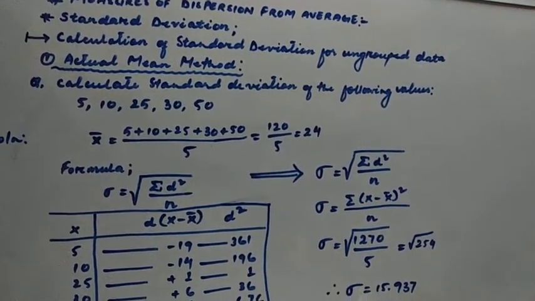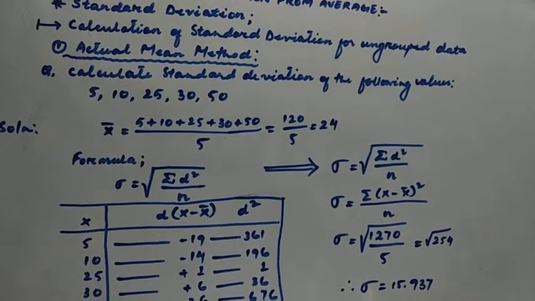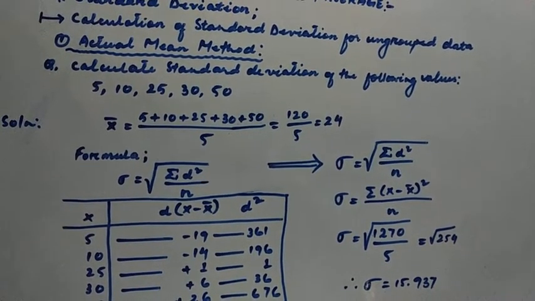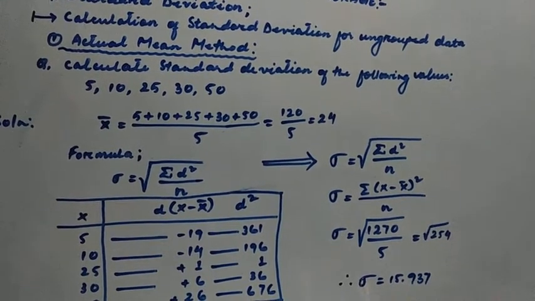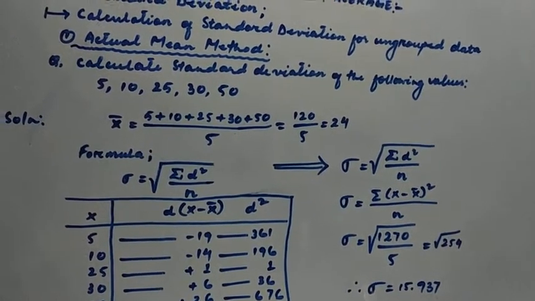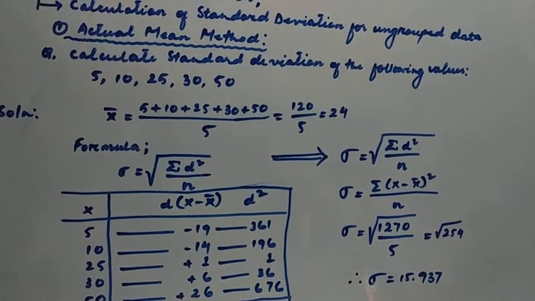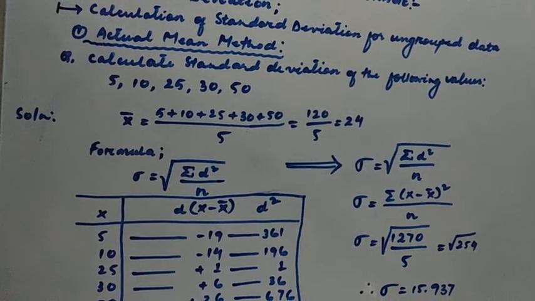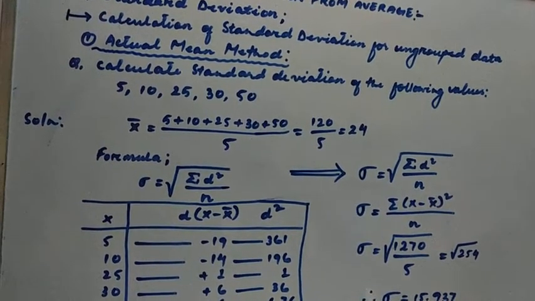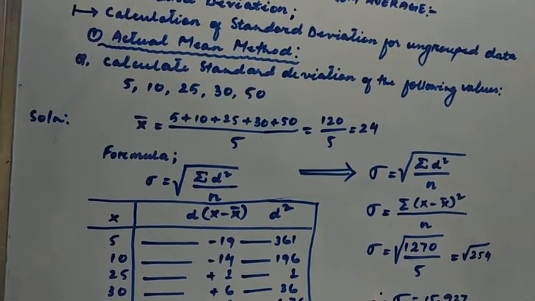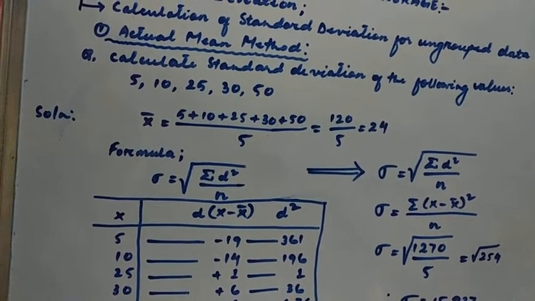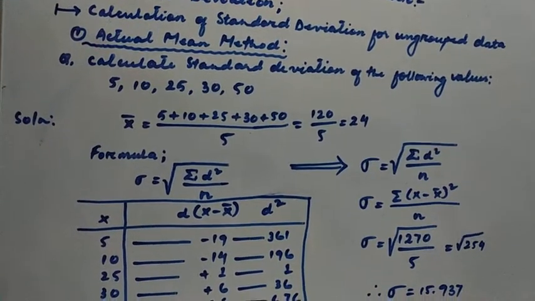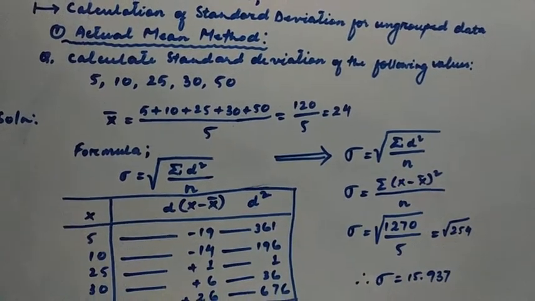So in the previous class we have discussed mean deviation. We have already learned how to calculate mean deviation for ungrouped data and also for continuous series. Under ungrouped data, we discussed mean deviation from arithmetic mean and mean deviation from median, and even for continuous distribution we calculated mean deviation from mean and from median.